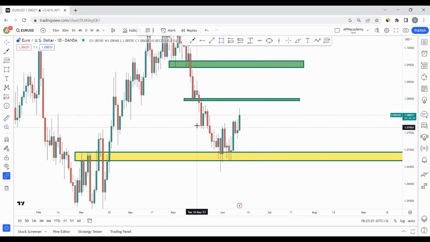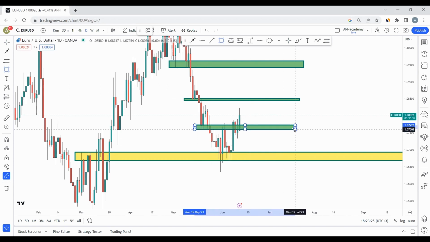Now let's check the next one here. I'll just mark it like this, right? Why am I marking this level here? Because it was also a low that the market created. The market made lower low, lower high, lower low, lower high, lower low. Then the market attempted to test here, but did not test, right?